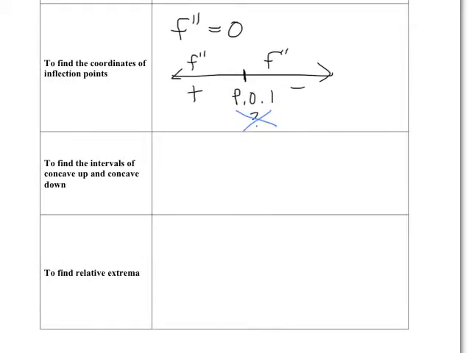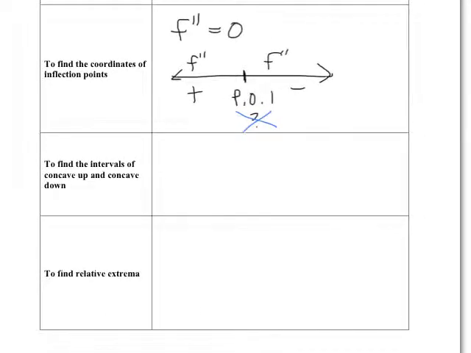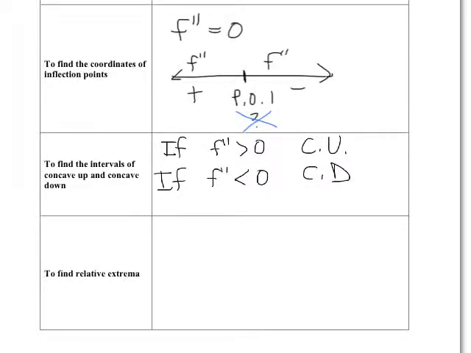We use this method to also determine concave up versus concave down. So in this case, we are positive there, so if f double prime is greater than 0, we have concave up, and if f double prime is less than 0, we have concave down.